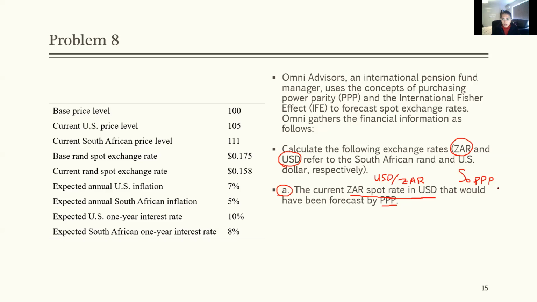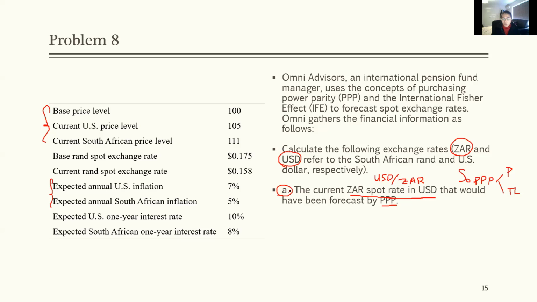So with the PPP, you've got two forms. You've got the absolute PPP, which is based on the price level, and you've got the relative PPP, which is based on the inflation. Okay, so in these questions, you're given both information. You've got the price levels and you've got the inflation rates.